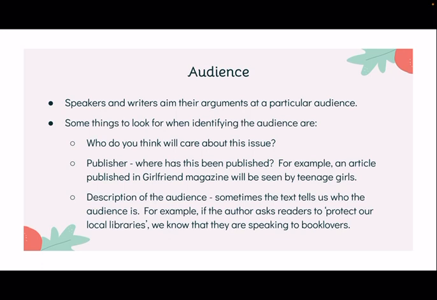The second thing we can look for is the publisher. So you look at where it's been published. For example, an article published in Girlfriend magazine will be seen by teenage girls. So you're not likely to find articles that discuss the issue of the state budget in Victoria, for example, in Girlfriend magazine, because it's not going to be seen by people who are likely to be interested in that topic.